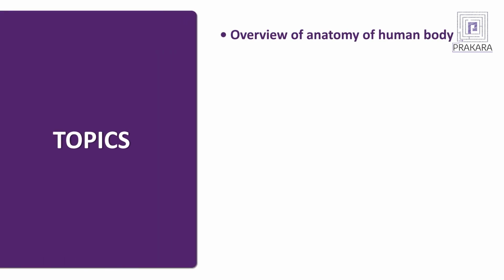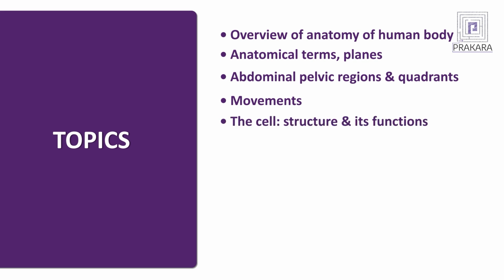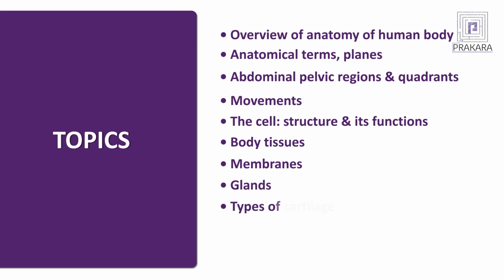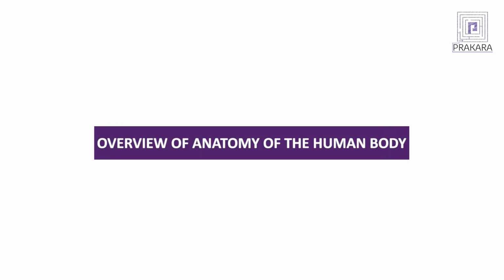Overview of anatomy of the human body, anatomical terms, abdominal pelvic regions and quadrants, movements, the cell, structure and its functions, body tissues, membranes, glands, types of cartilage, feature of skeletal, smooth and cardiac muscles. So let's start off with an overview of the anatomy of the human body.